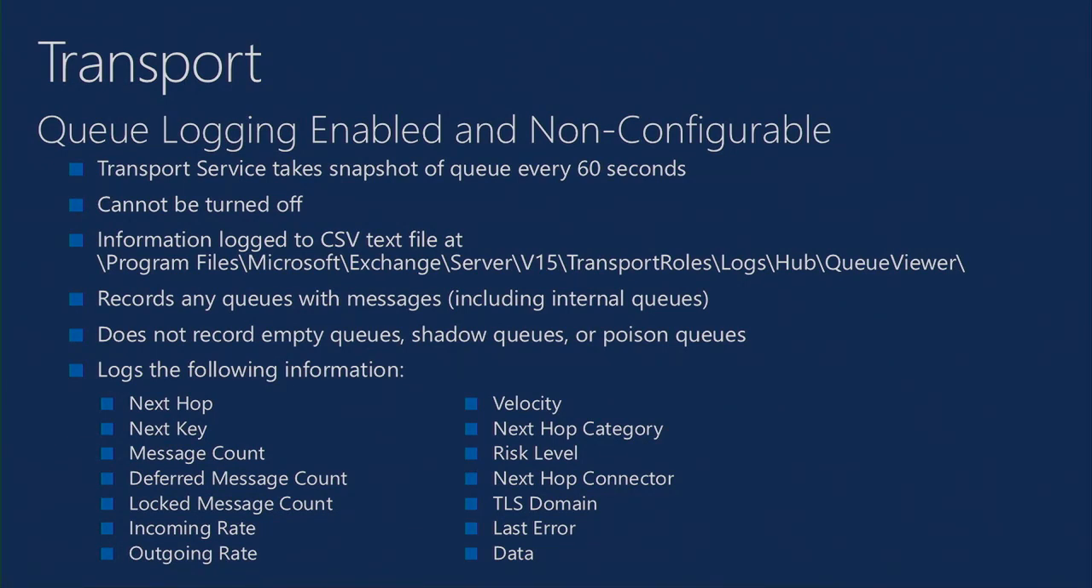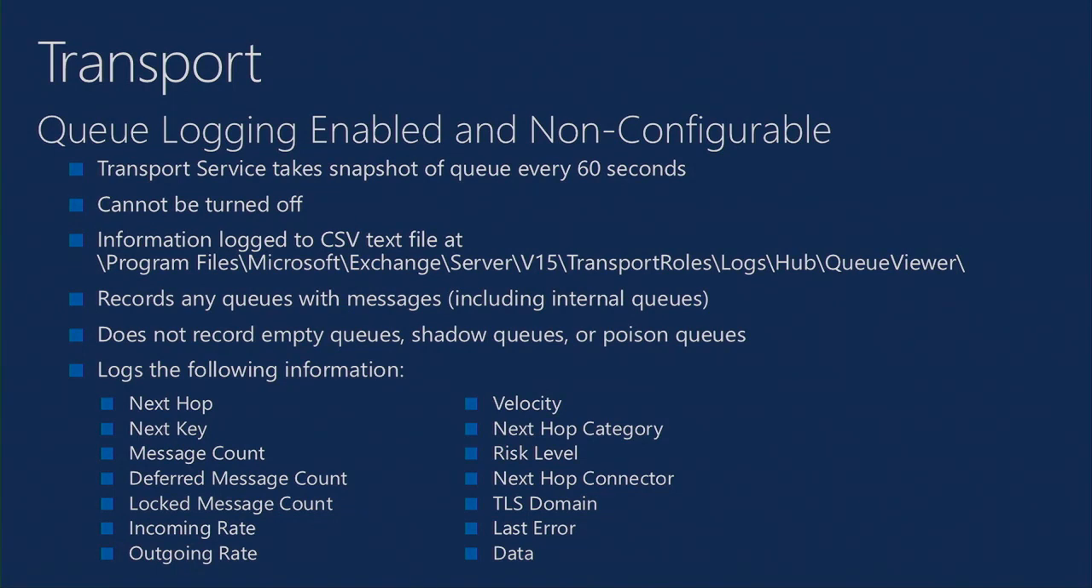We log them to that directory that you see on there, and that records any queues with messages, including internal queues, queues that are empty, or queues that have poison messages. Of course, the hidden queues like the shadow queues and the safety net queues we don't expose. But all the other queues, we will log information for. And you can see the long list of information we got. It's very, very rich and detailed information, and just looking at one of these log files will give you a great picture as to what's happening on the transport stack on your mailbox servers.